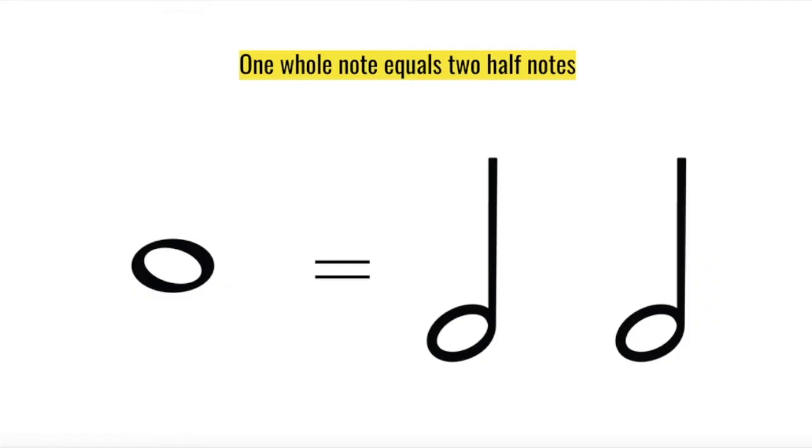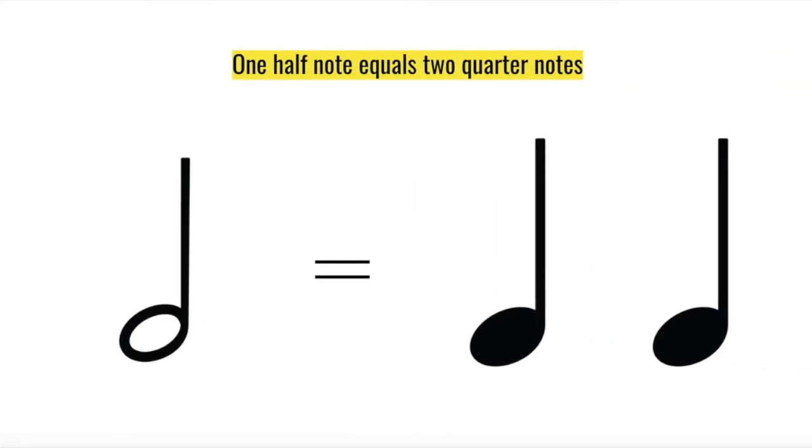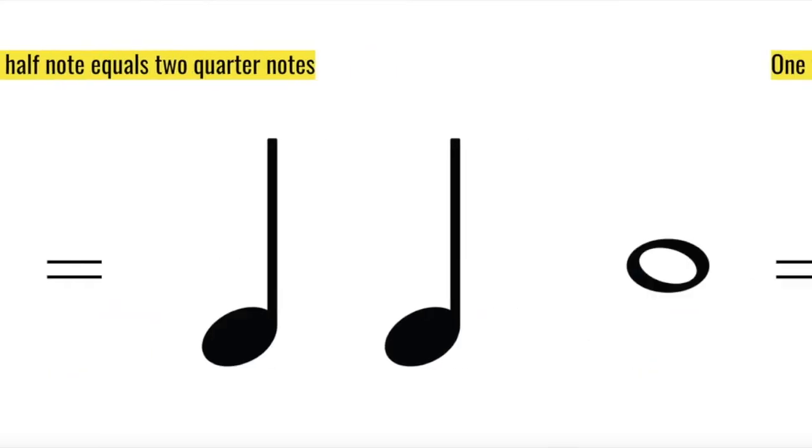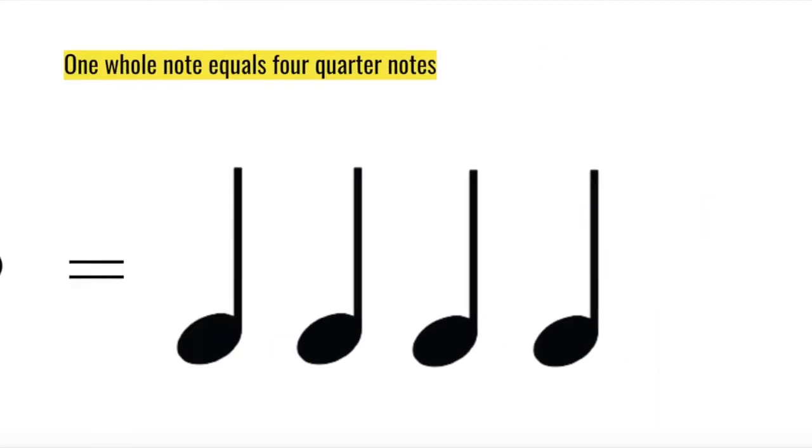Here's where music is like math. We're pretty much doing fractions. A closed note head with a stem is a quarter note, and it lasts 1 beat. 2 quarter notes last the same amount of time as a half note, and 4 quarter notes last the same amount of time as a whole note.